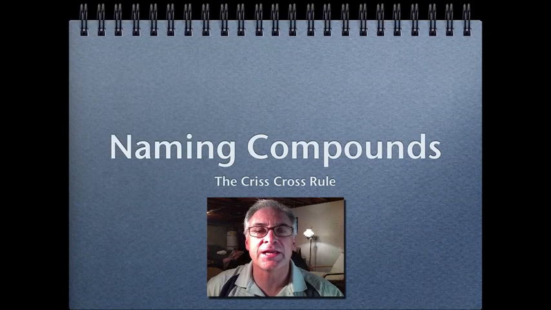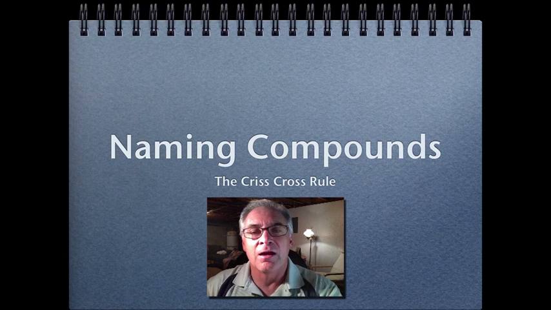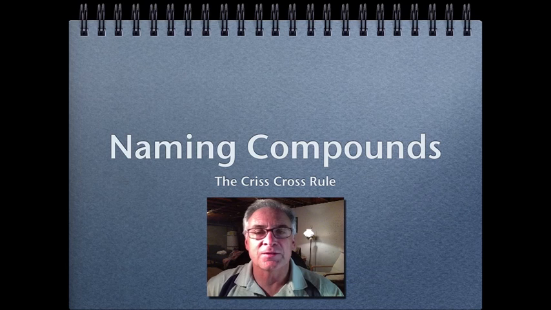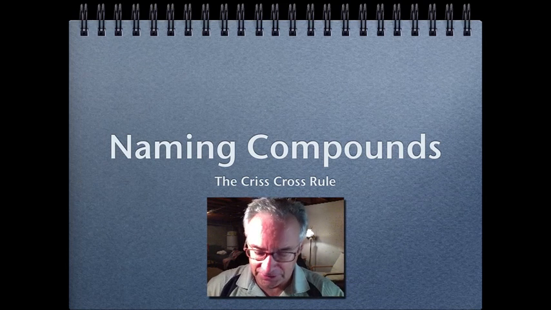Hello class, we're taking on a new teaching unit today and it's going to be naming compounds. And we've broken up into three different sections. Today we're going to talk about the crisscross rule, a fairly simplistic way in which you can get the correct number of oxidation numbers in the subscript. So it's fairly easy, but it's kind of the first step in learning how to name the compound. So let's get started today.